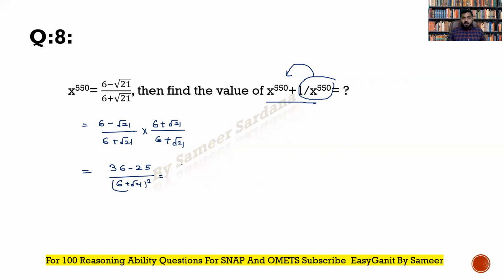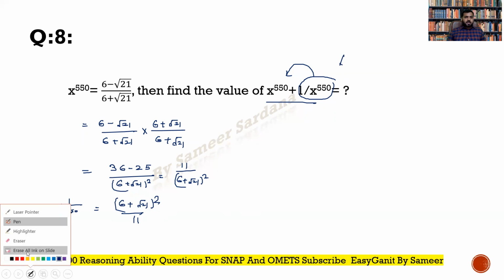Okay. This will be equal to 11 upon (6 plus root 21) whole square. That's the value of x power 550. So if I have to find out the value of 1 upon x power 550, that will be equal to (6 plus root 21) whole square divided by 11, right? Okay. So the better way to solve the question is, in fact, put the direct values, guys, right?